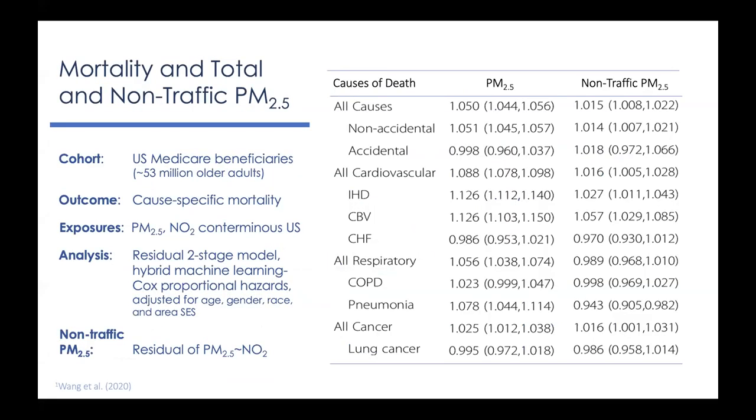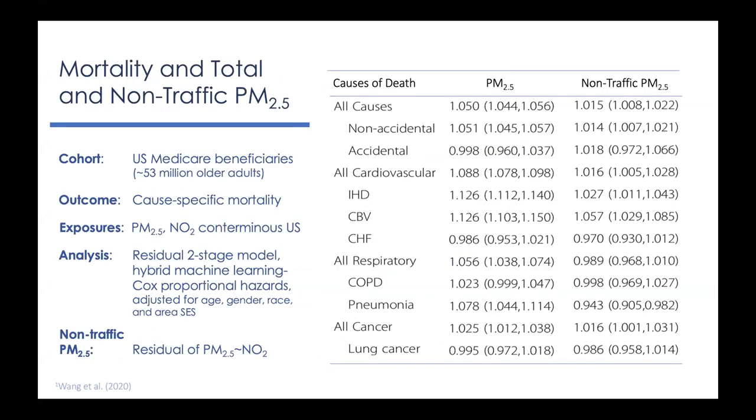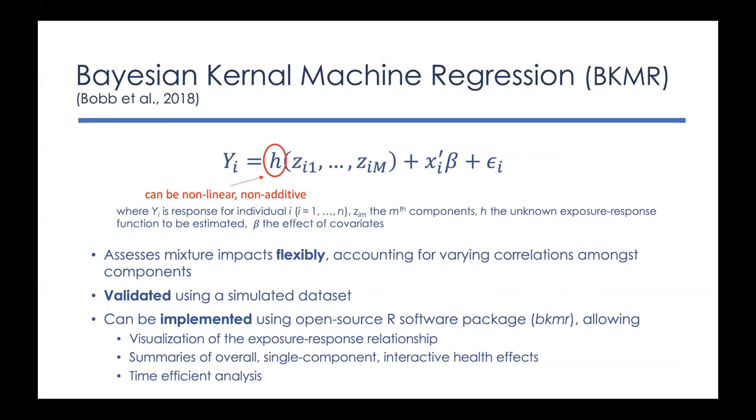So one is the residual-based method, which basically takes the residual of one component. It takes the regression of PM 2.5 on one component, takes the residual, and uses that residual to look at the health impacts of PM. And you can see here in this figure, which is based on the US Medicare data set, that when we do that, the non-traffic PM is significantly associated with cardiovascular, but not respiratory mortality, and that these risks differ from those of total PM.